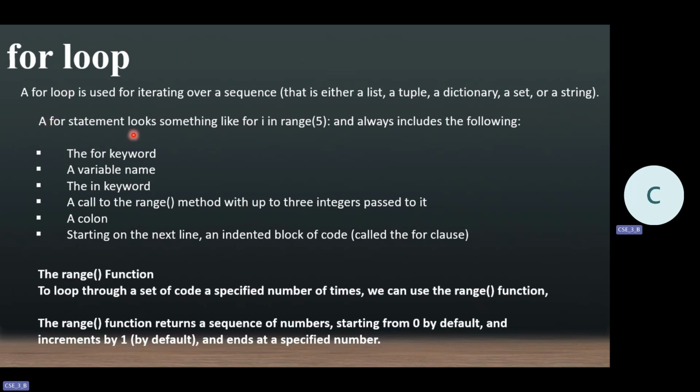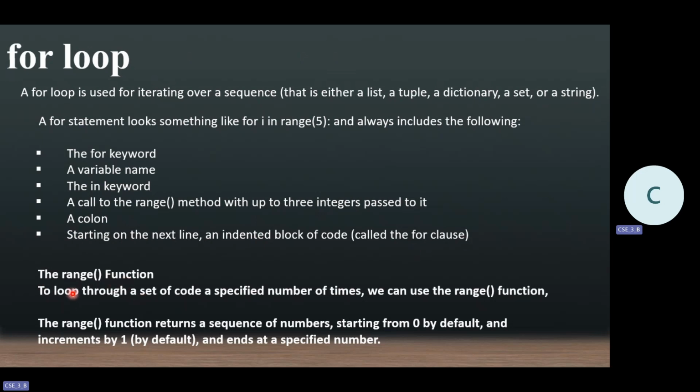Now a for statement looks something like for i in range. Let us observe this example. It always includes the following: the for keyword, a variable name, the in keyword, a call to the range method with up to 3 integers passed to it. We will see an example. Then a colon, and starting on the next line, an indented block of code, that is we call the for clause.